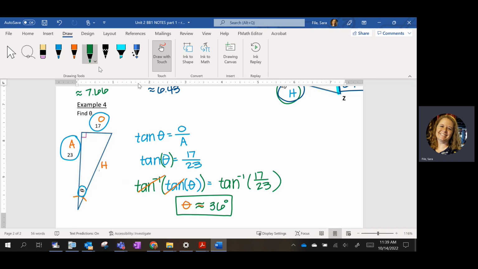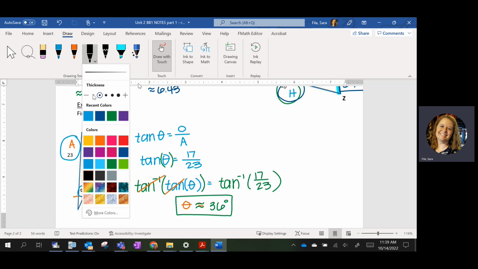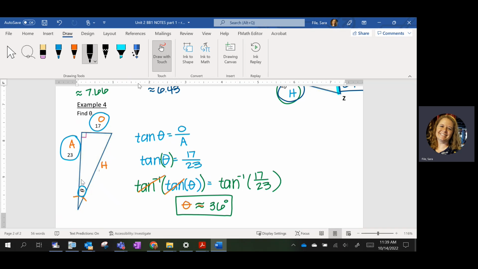Now, ask yourself again, is that realistic? Does that make sense for this angle to be about 36 degrees? If that's 36 degrees, what would have been left for this other angle? So does it make sense that this angle is the smallest angle? Yeah, because 17 is the smallest side, isn't it? And we talked about the smallest angle will be across from the smallest side. Okay, so that does make sense. That's a realistic answer. Y'all feel okay about that?